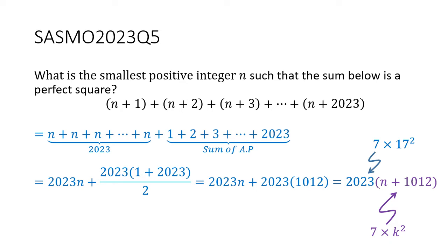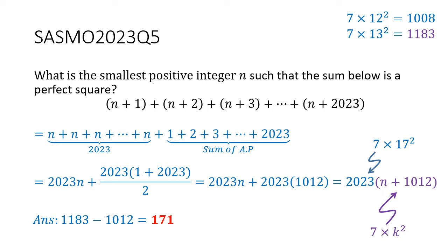So let's guess some possible 7 times k squared. Well, 7 times 12 squared is too small. It's below 1012. And 7 times 13 squared, well, that works. That's just slightly bigger than 1012. So the purple factor, n plus 1012, needs to be 1183, meaning that n would be 171. And that's our final answer.